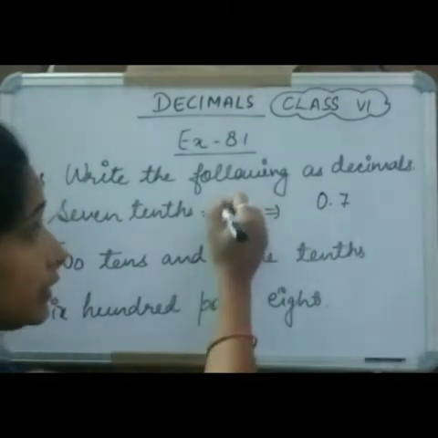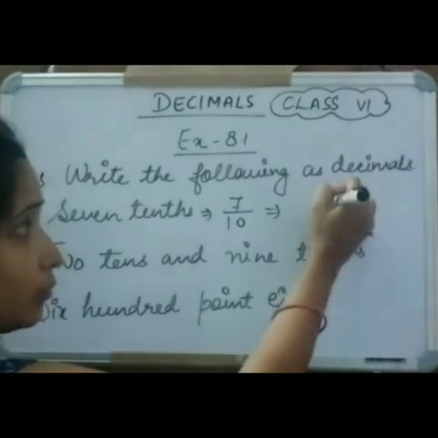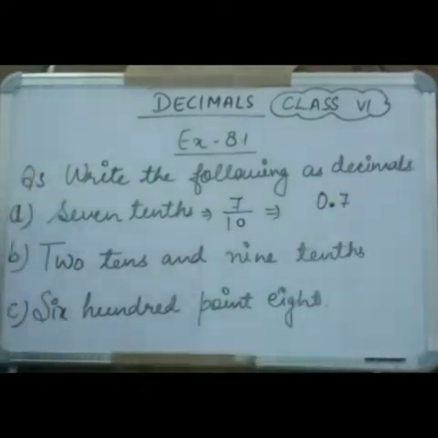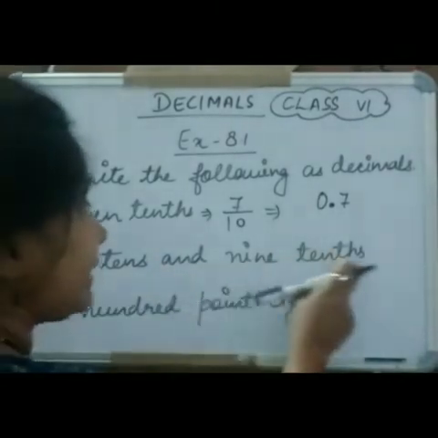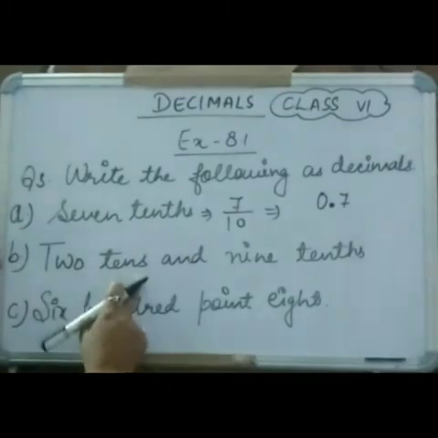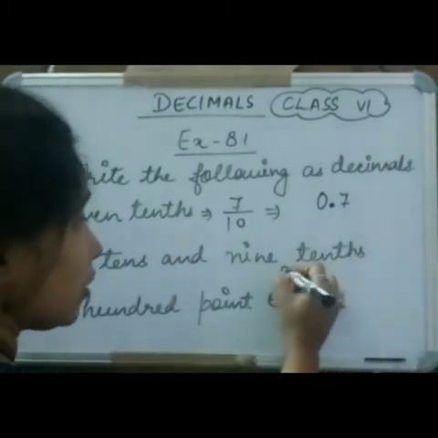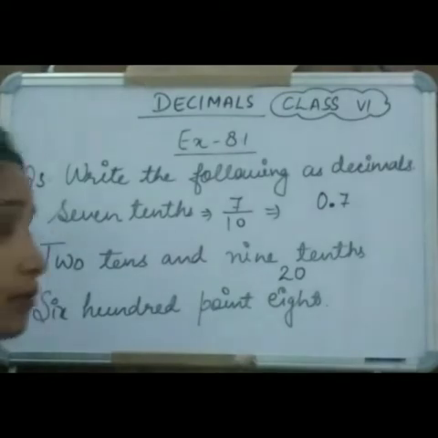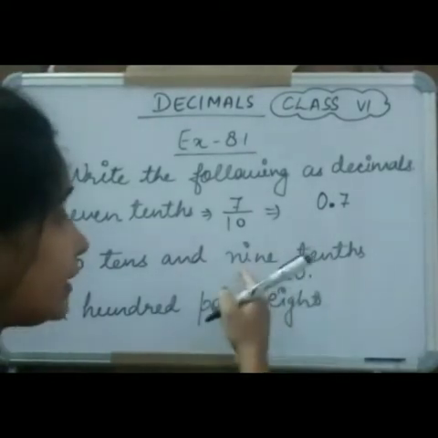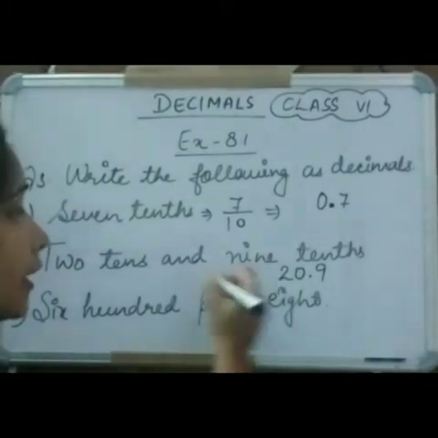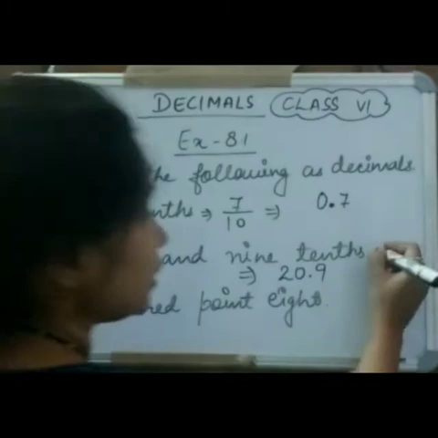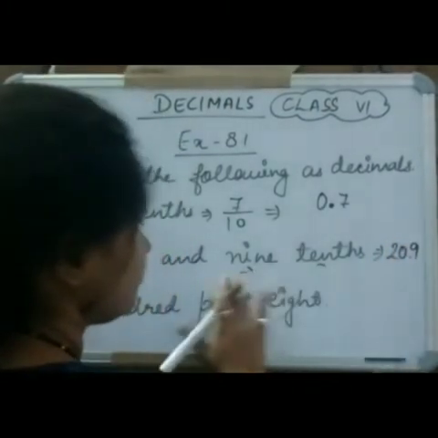From here you will count the number, 7. One number is there. After one number you will put the point. And the tenth value is 0.7. So here it is 2 tens and 9 tenths. 2 tens means 20, and 9 tenths means 0.9. So this is 20.9. Here you can write it as 20.9.